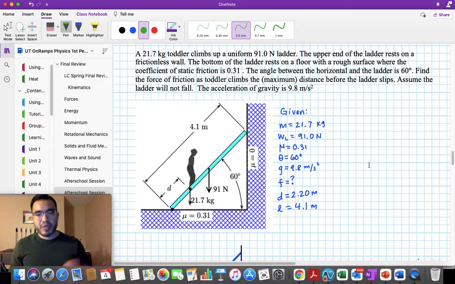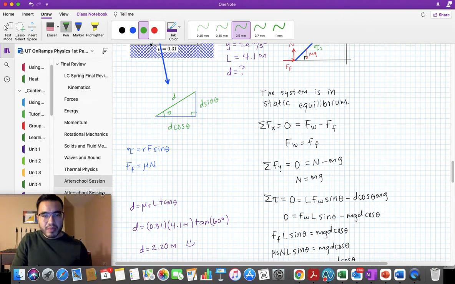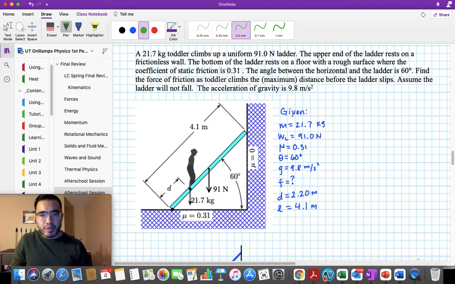Okay, so we have the same situation as the other one. We found the maximum distance. And to make this a bit more time efficient, I wrote the given, everything before the force of friction, which was given within the text, and this is part of the drawing. This is the weight of the ladder. The difference is now we don't have a massless ladder as we did in the previous version of this problem. So now we have a ladder which has mass, and that seems to be the case in the real world, right? Things do have mass. Ladders have mass.